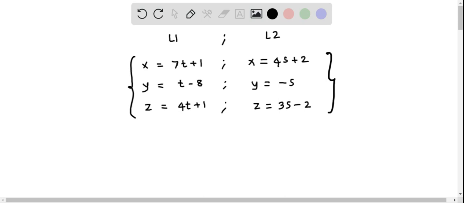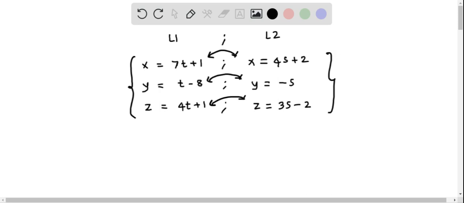And this means that we can equate the equations of x to x as well as the equations of y to y and equations of z to z. So from this, we will determine the values of t and s and find the point of intersection. So let's do that now.